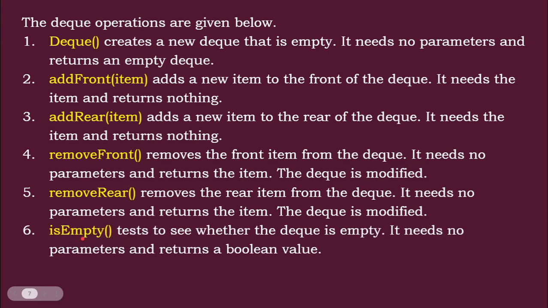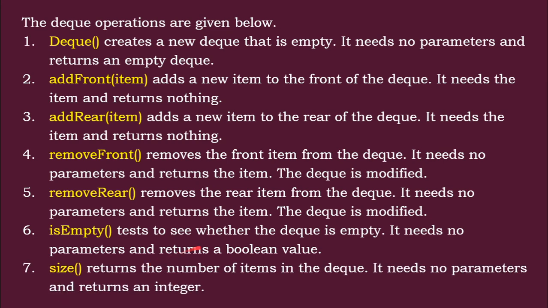Is empty is the function that tests whether the DQ is empty. It needs no parameters and returns a boolean value. Actually, what is a boolean value? The value may be true or false. If the DQ is empty, it returns the value true. If it is not empty, the value false is returned. That means the boolean value may be 0 or 1, whether it is false or true.